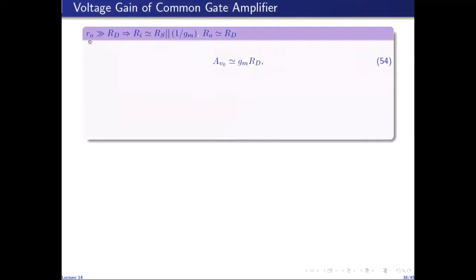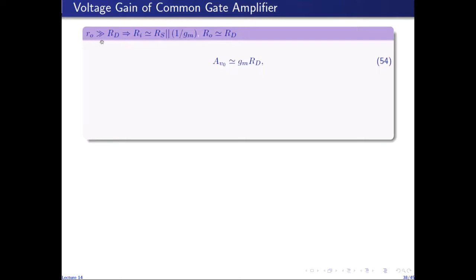So again, using this useful assumption that small r naught is much greater than RD, we can approximate the input resistance and output resistance like this, because in approximating the input resistance, we assumed that small r naught was much greater than RD in parallel with RL. So if this is true, then small r naught is definitely much greater than RD in parallel with RL, because RD in parallel with RL is smaller than RD. So this assumption enables us to use this approximation. Furthermore, we assumed this to approximate the output resistance with RD as well.